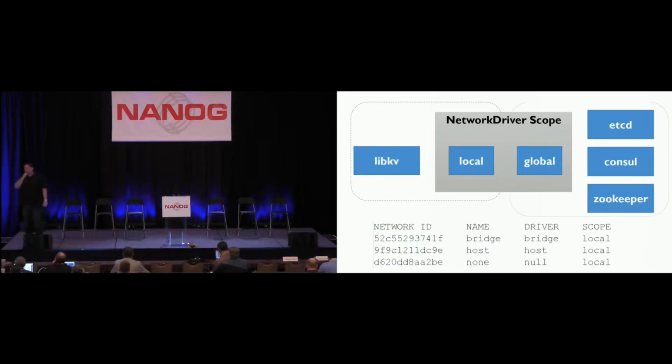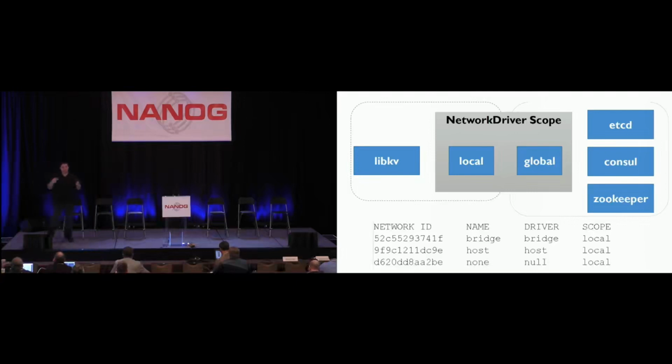There is an important thing about network driver, which is scope. When you deal with Docker plugins, when you run Docker network ls, you would notice that there is a scope thing, local and global. And I never understood it myself until I actually read the code and tried to figure out why we do that. So it's actually a VRF.